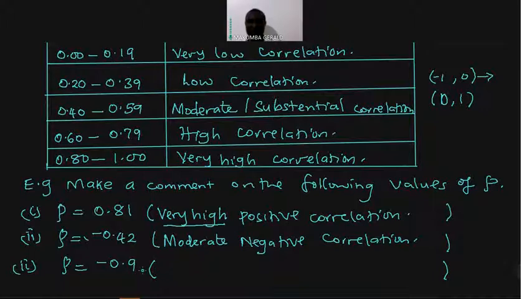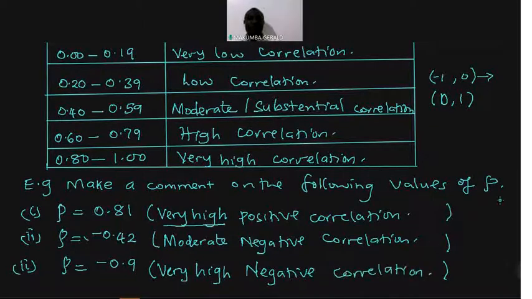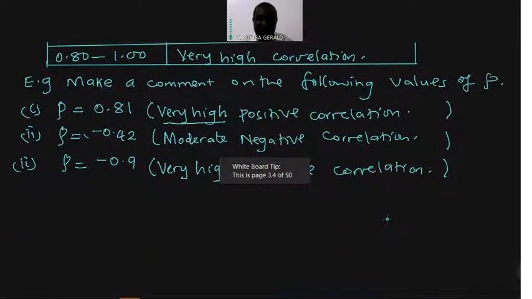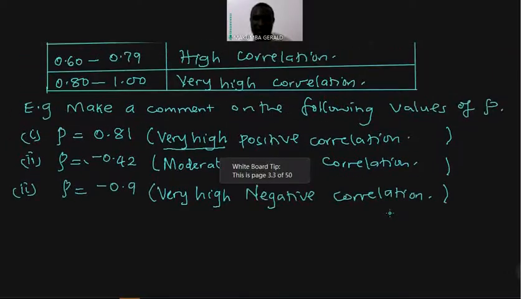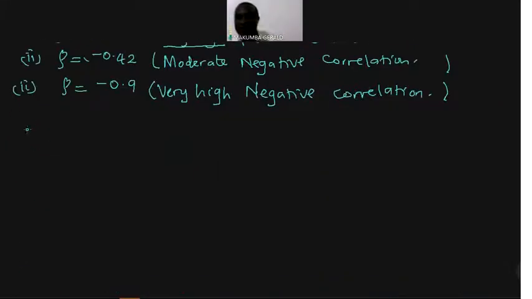Someone there would say the magnitude of negative 0.9 is positive 0.9, the magnitude. And this table shows the magnitudes. So we go to our table here. 0.9 is a value that lies in this range. So what would be the comment? The comment would be very high. The sign follows: negative correlation. So we have seen the theory behind correlation. Next, we are going to look at an example.